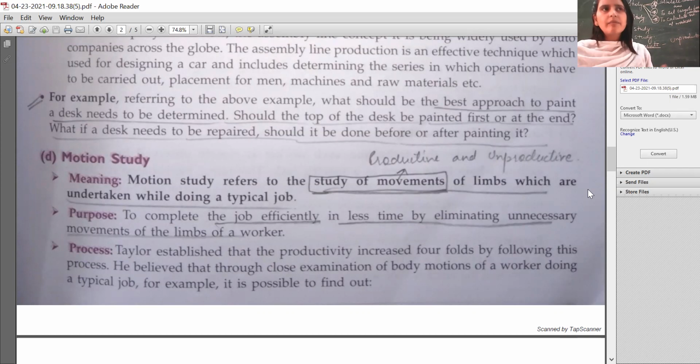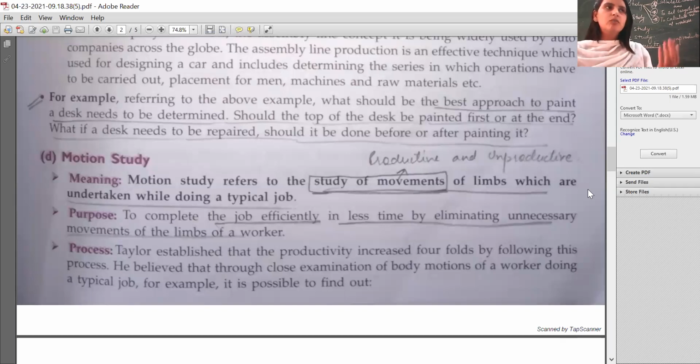Got it? And somewhere in the factory the temperature is so high that some machines cannot be installed. So if such machine is installed at one particular place, everyone has to go there to mark the attendance. This is a productive movement which you can't avoid. Similarly, there can be some other productive movements.